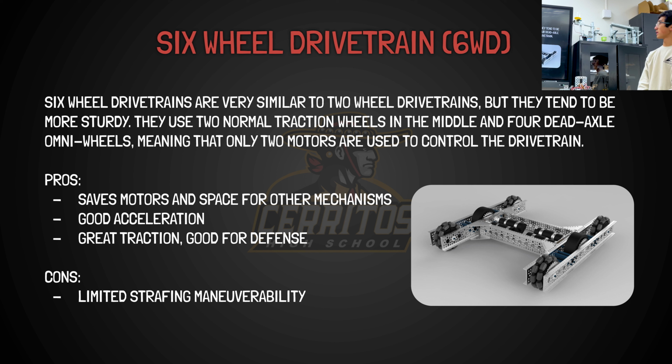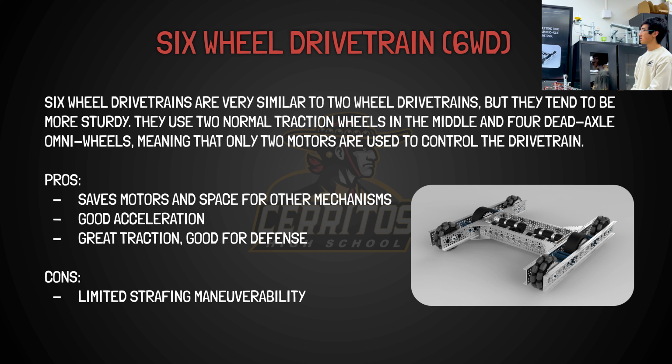So a 6-wheel drivetrain is just like a 2-wheel, except instead of having 2 dead axle omni wheels, you have another set of 2 on the back. So you have the 2 traction wheels in the center. And they do tend to be more sturdy.